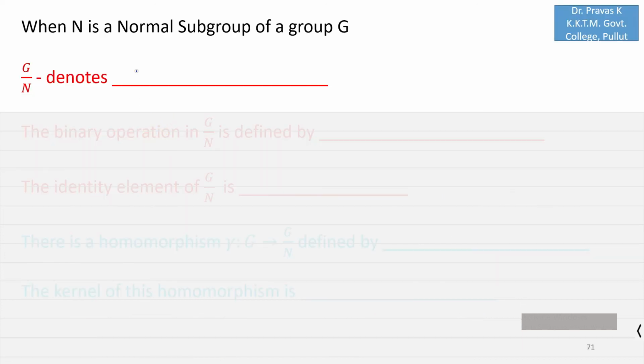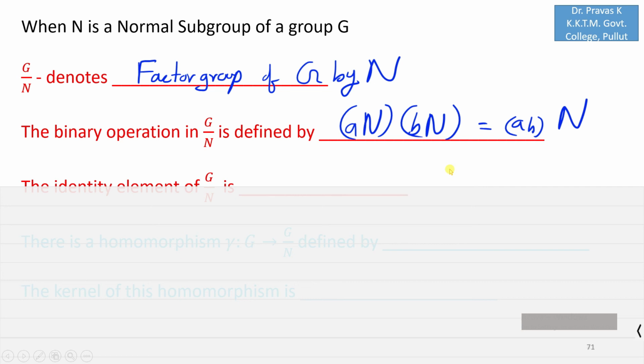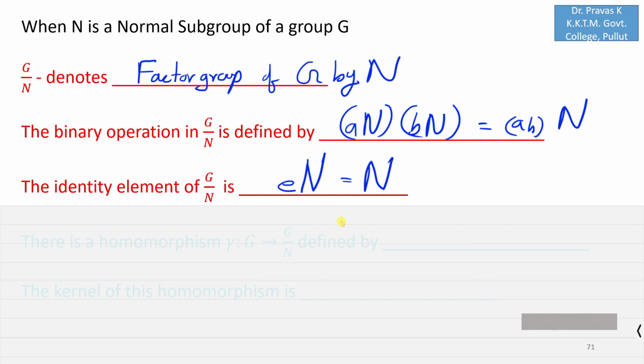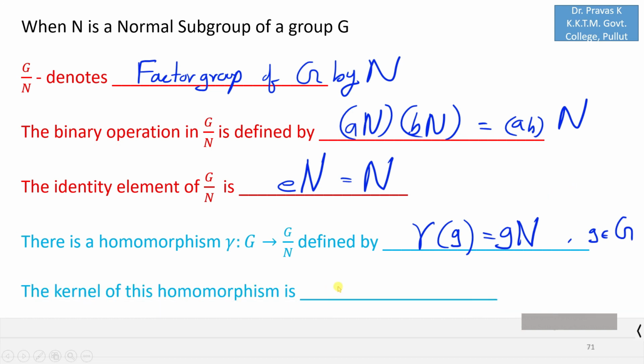So when we conclude, we have the following statements, that is when N is a normal subgroup of a group G, we can have the factor group of G by N, which is denoted by G over N. And the binary operation in G over N is defined by aN times bN is equal to abN, and the identity element of this factor group G over N is eN, or it is N. Now there is a homomorphism from G to G over N, which can be defined by gamma of g is equal to gN, where g is an element in capital G, and kernel of this homomorphism is N.